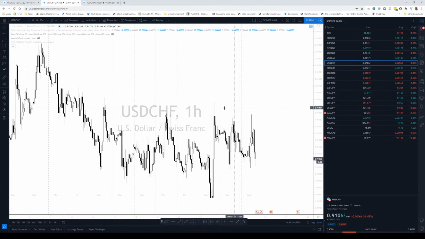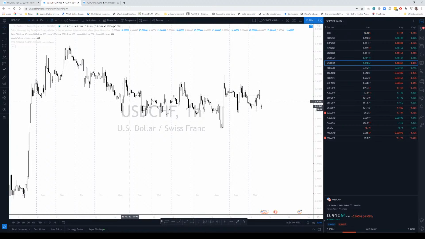Dollar Swiss, this one has gone into a sideways market, so you want to chill out. Don't do anything on this at the moment. Since Monday it dropped, came back up, and then we are stuck in this range, so don't do anything at the moment.